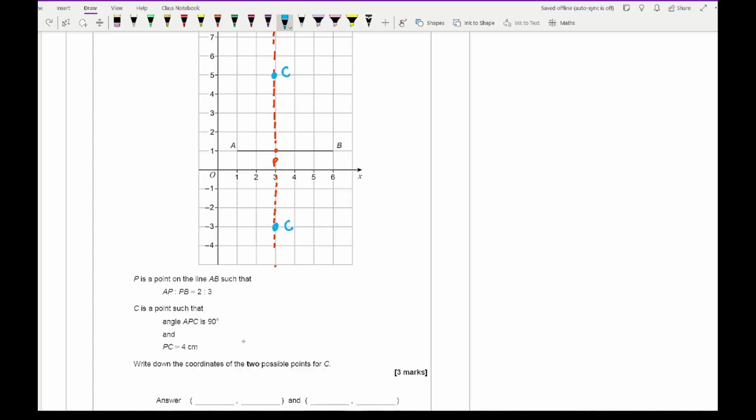And what I need to do is just note down what those coordinates are. So this coordinate is 3, 5. And this coordinate here is minus 3. I've got those coordinates wrong. So this one is going to be 3, minus 3. So what I need to do then is 3, 5 and 3, minus 3, and there is the answer for that one.